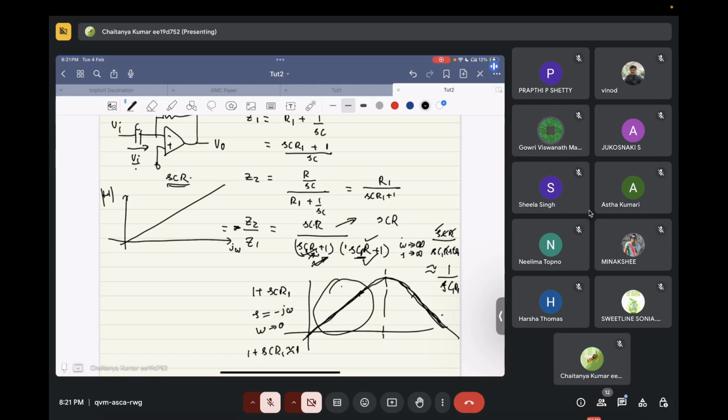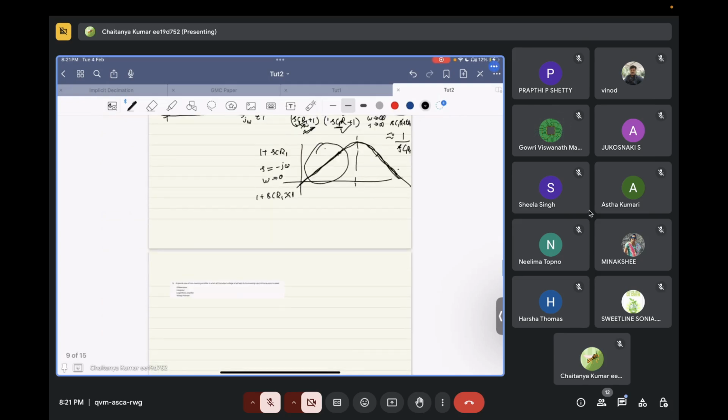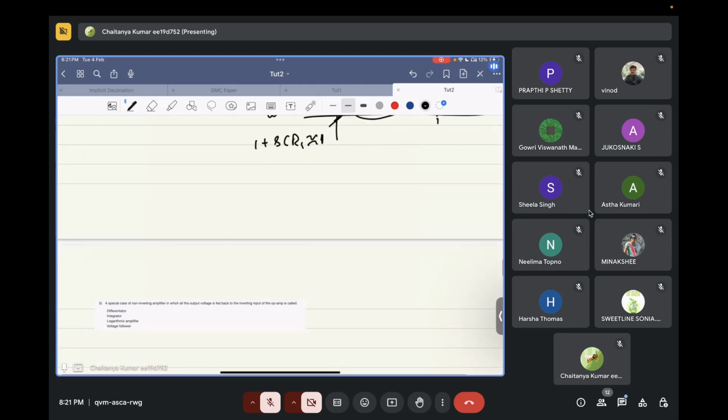Yes. So a practical differentiator doesn't behave as a differentiator till infinite frequency. After a certain frequency, due to parasitics, it will just drop down. So I hope that is clear.